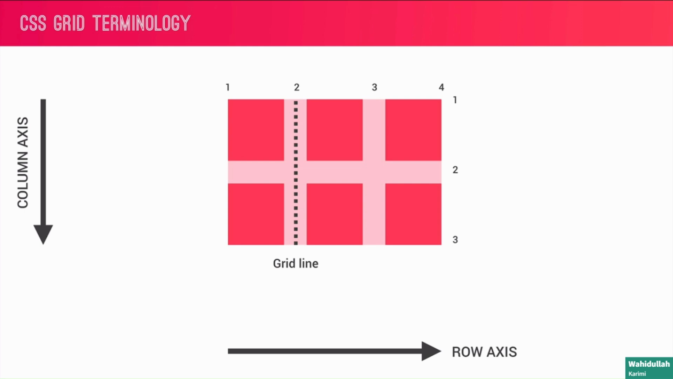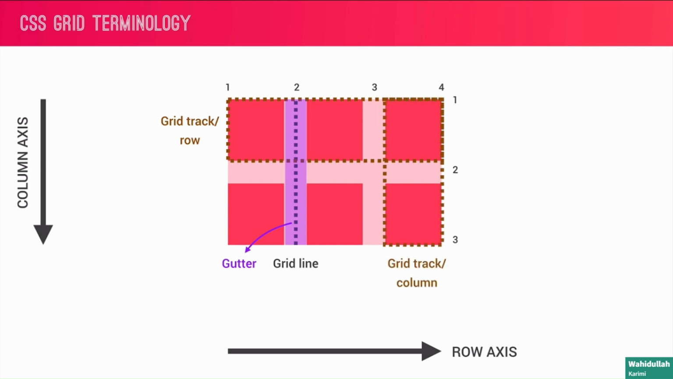Now, the actual space that is between the rows and columns is called the gutter, and the row gutter can be different from the column gutter. So, what are the grid rows and columns actually? Well, the space between two grid lines is called a track, no matter if it's vertical or horizontal. If it's horizontal, then it's called a row, of course, and if it's vertical, then it's called a column. Simple as that. But it gets better, because there is more.